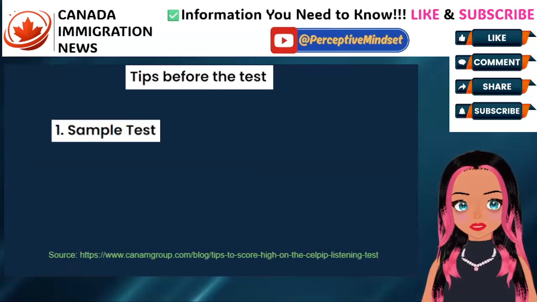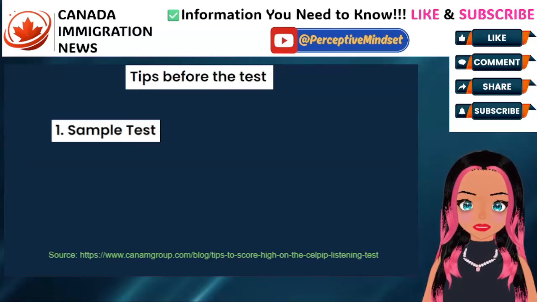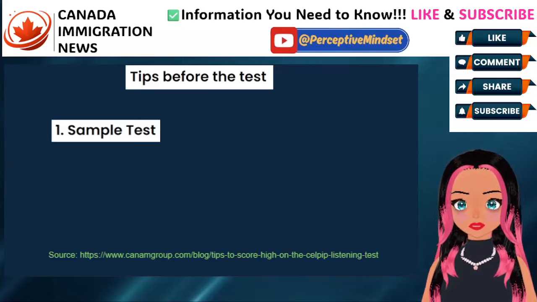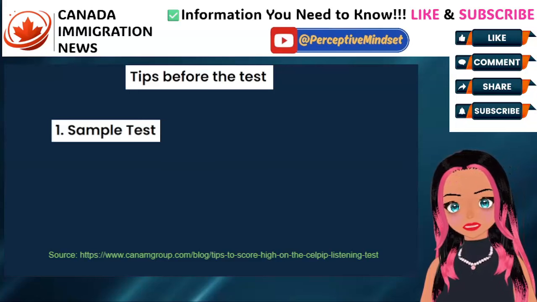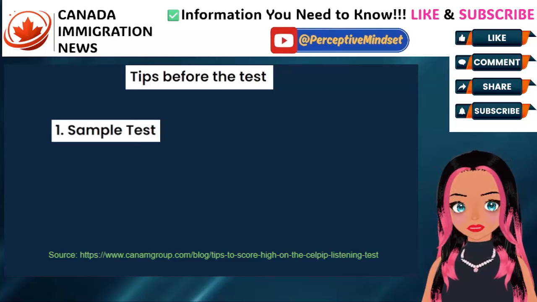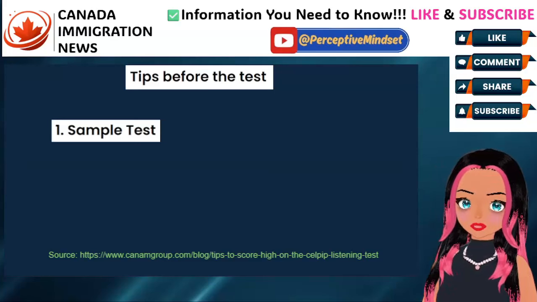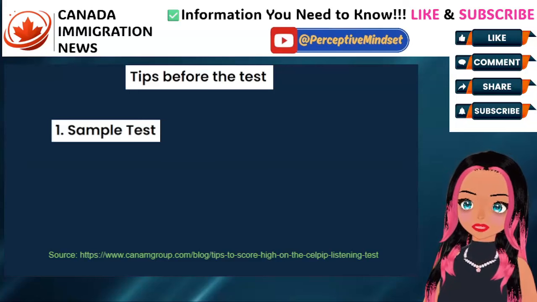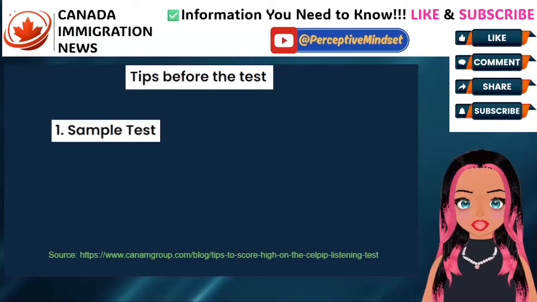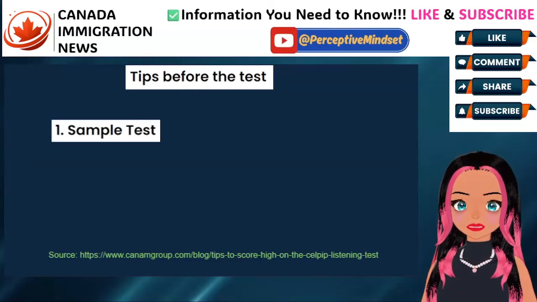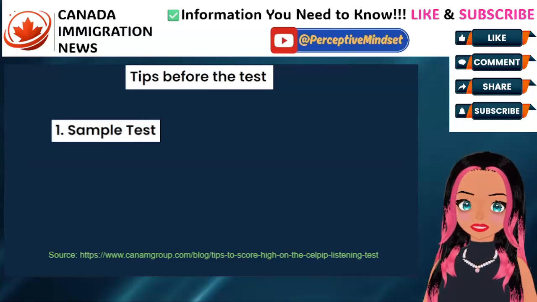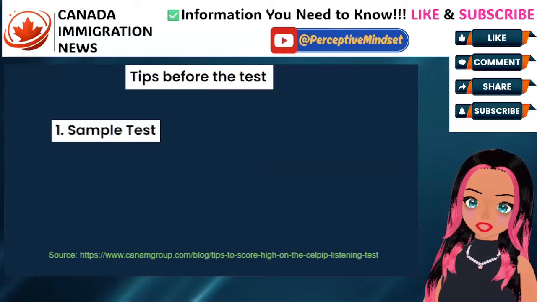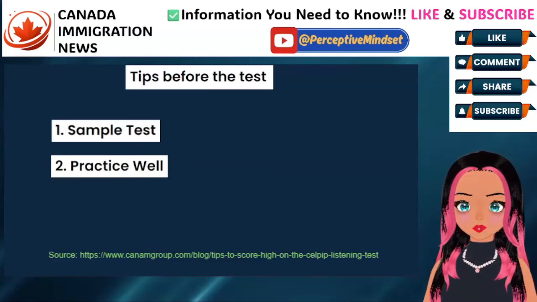All right. So the first tip, number one, is the sample test. This is an excellent idea to get used to the CELPIP listening test. The main website of CELPIP gives you the first sample test free of cost, and this will help you to know what area of the listening you may need to improve on. Repetition makes things easier, right? So the more you practice it, the more you'll be able to find your strengths, your weaknesses, and know where you can improve on.